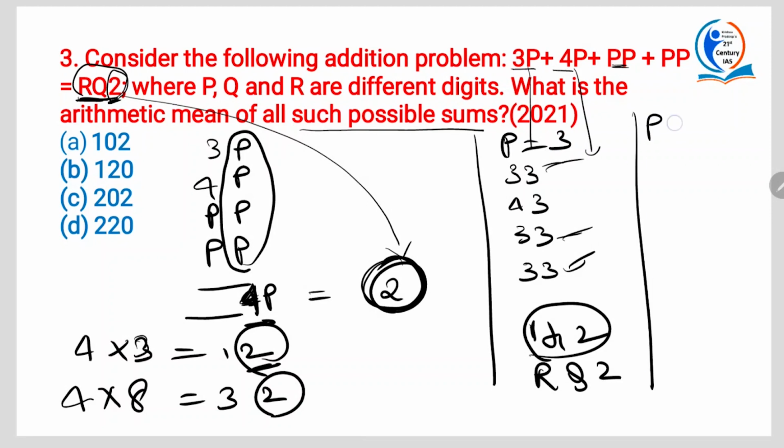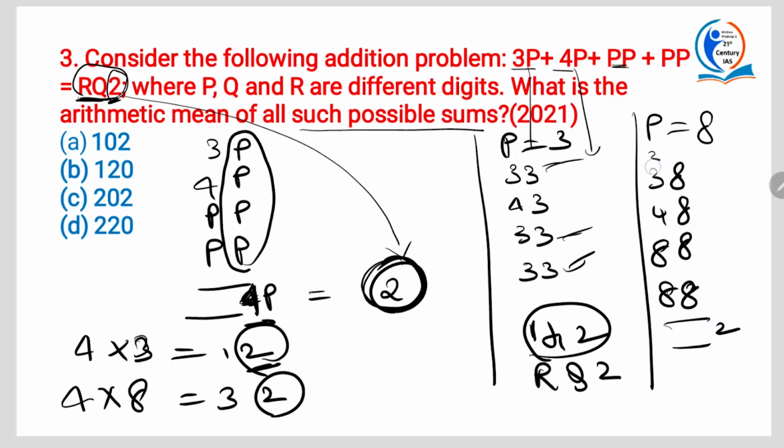Now when p is equal to 8, what are we getting? When p is equal to 8, this number will become 38, then 48, 88 and 88. Okay, so 8 fours are 32, 6 plus 4, 10. Okay, 10 plus 16 is 26.